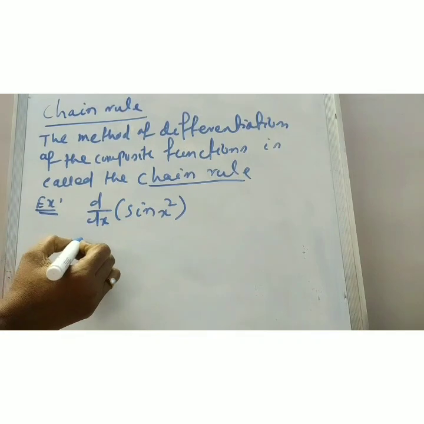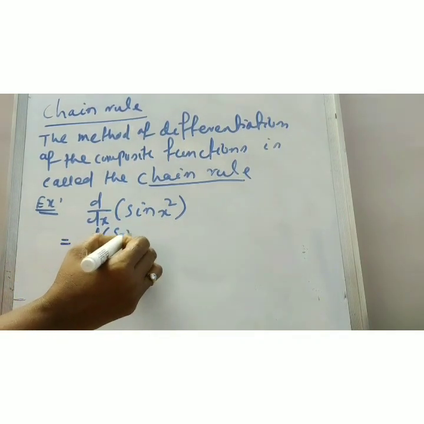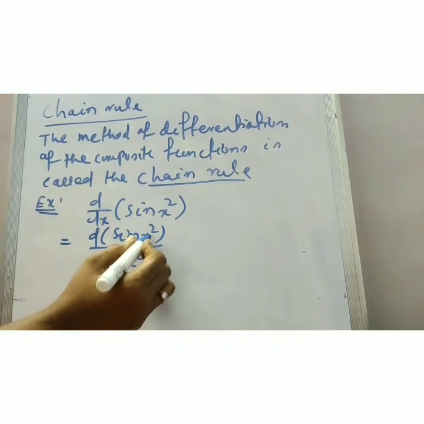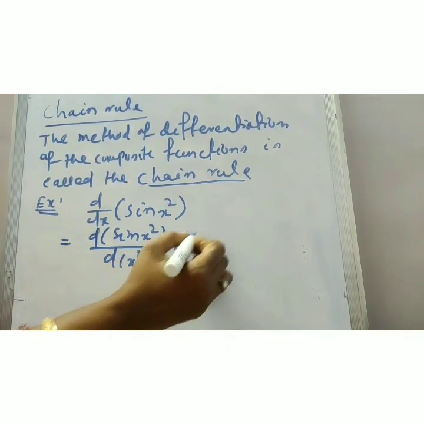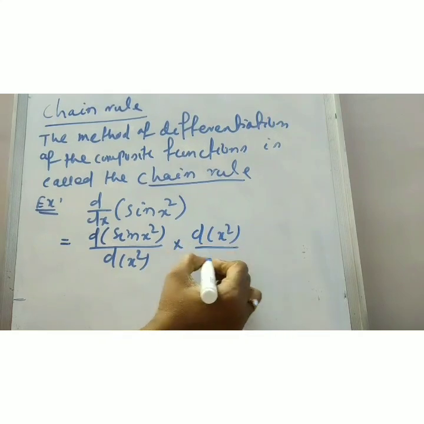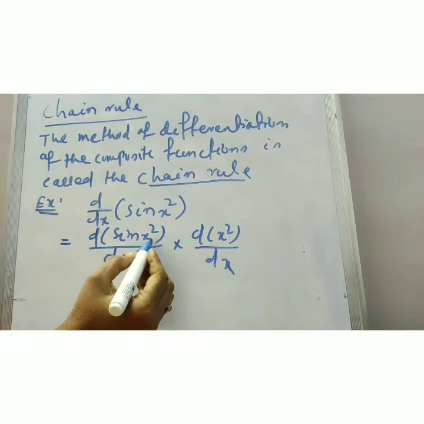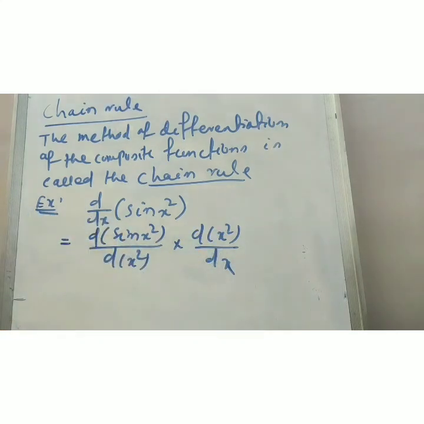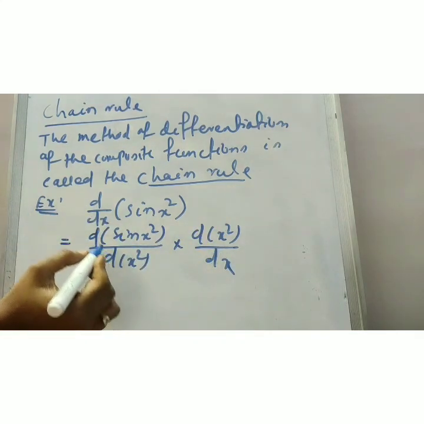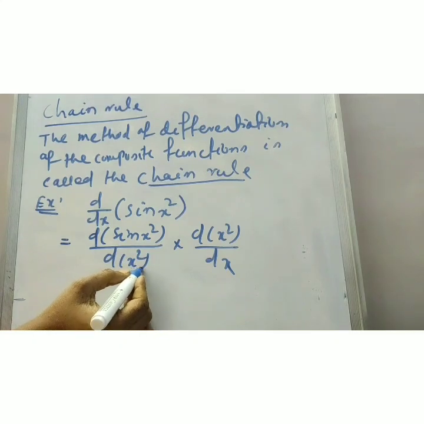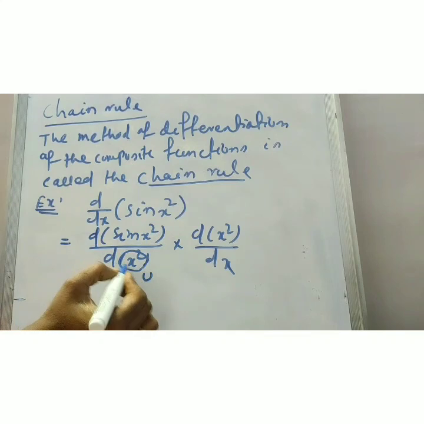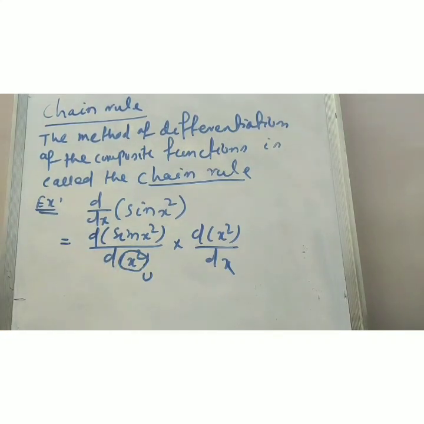That is equal to, we can write, the derivative of sin x square with respect to x square, because sin x square is a function of x square and x square is a function of x. So the derivative of sin x square with respect to x square into d of x square with respect to x. Now what is the derivative of sin x square with respect to x square? Suppose this is your u. Then the derivative of sin u with respect to u. What is the derivative of sin u with respect to u? That is equal to cos u.